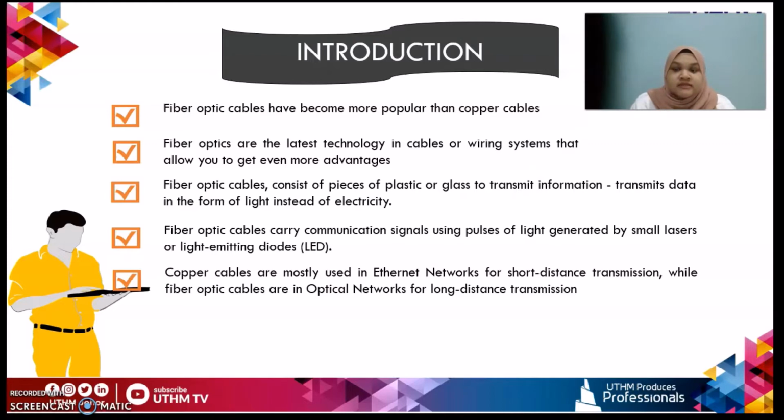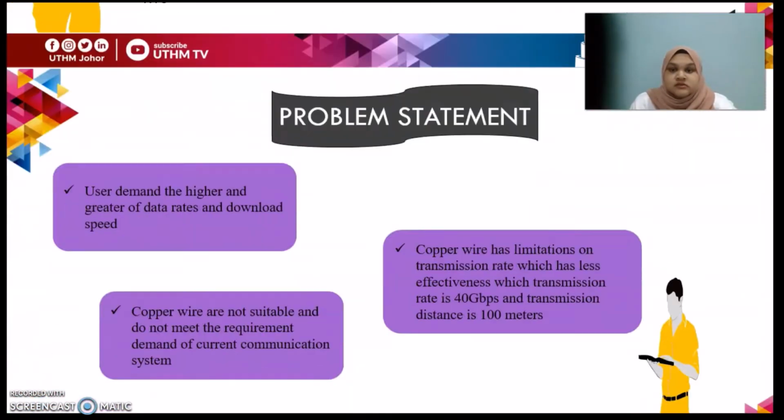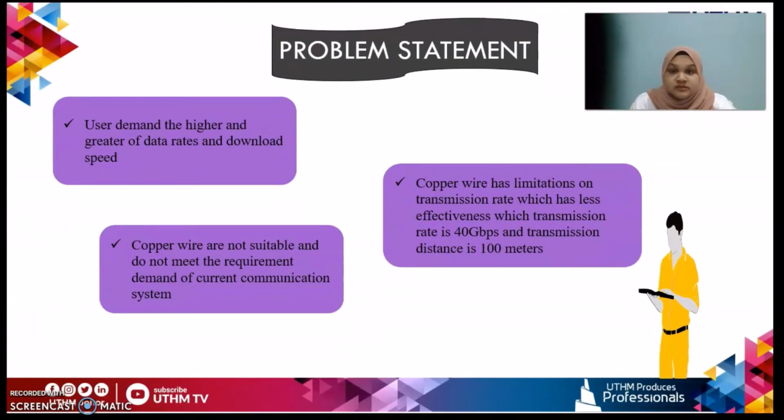Next, copper cables are mostly used in internet networks for short distance transmissions, while fiber optic cables are used in optical networks for long distance transmissions. So moving to the problem statements, there are 3 problem statements detected in this project.